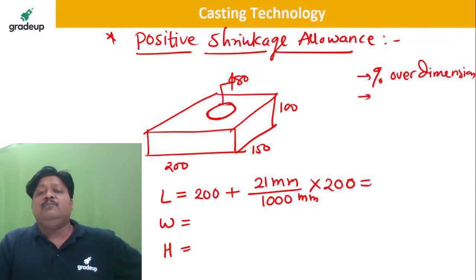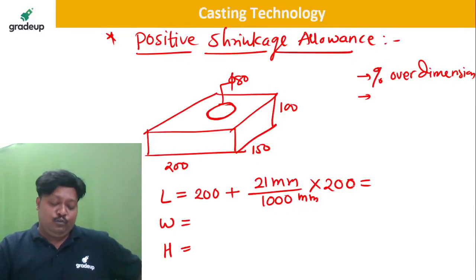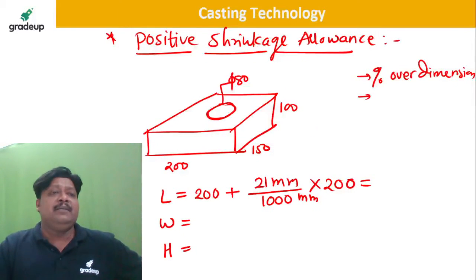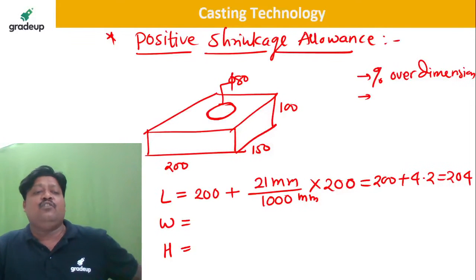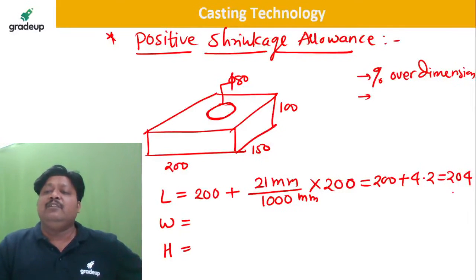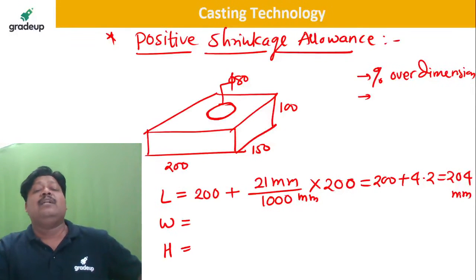Okay, on which dimension? 200 mm. So tell me what is the value of this? So 21 divided by 1000 into 200. How much is it? 4.2, isn't it? 4.2 mm. So that is 200 plus 4.2, that will be 204. For rounding off, I will say it is 204 millimeter. That will be my new length when I provide the shrinkage allowance. Yes or no, dear students? Come on, interact with me.